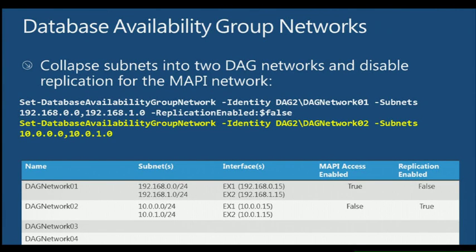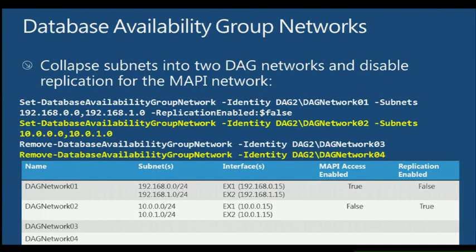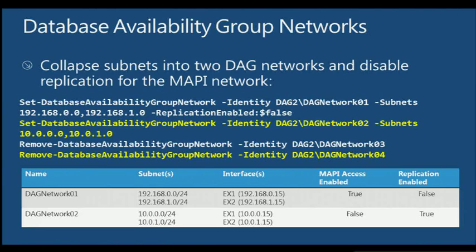Now at this point, I have 2 empty DAG networks, and I simply run Remove-DatabaseAvailabilityGroupNetwork along with the appropriate network name, and those 2 disappear. And now I'm left with 2 networks, one that's a mapping network, one that's a replication network, and one in which the replication network will actually work for you. So don't forget to collapse your DAG networks. If you don't collapse them, we will only replicate over the mapping network.